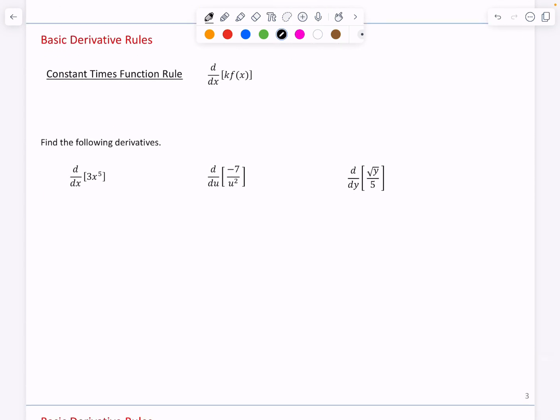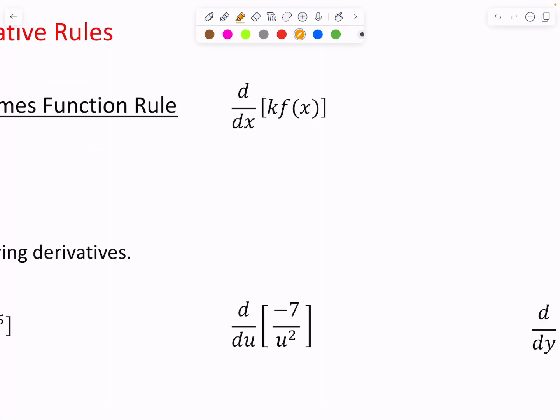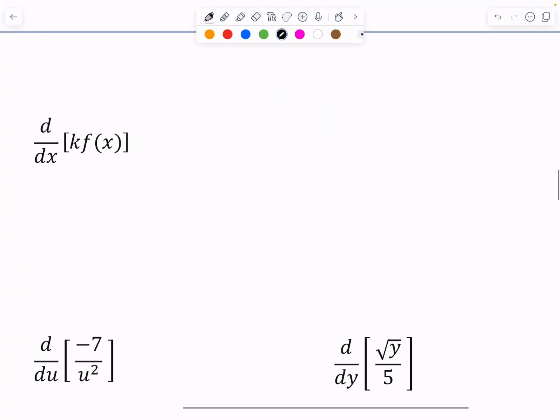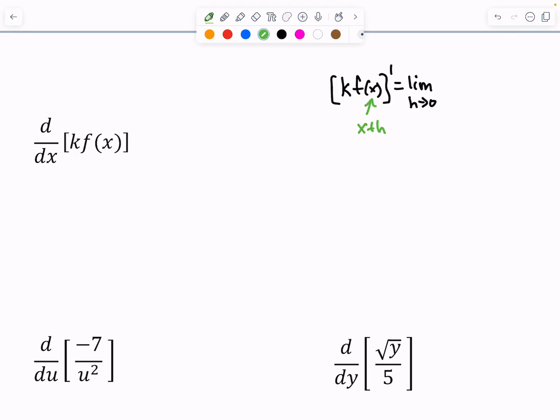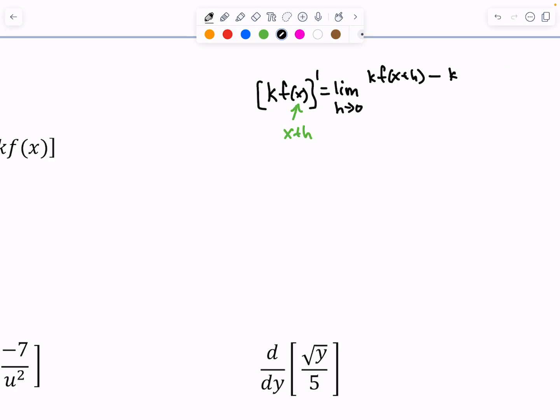Here we have the constant times function rule. So differentiating with respect to x, we have some sort of unknown function here, but then a constant k multiplying it. Let's use the limit definition to get started. So if you have a constant times a function, and you're differentiating, you're going to get a limit as h goes to 0. The first part of our formula is replace all the x's with x plus h. So we'd have a constant times f of x plus h, and then minus the original function, which is just constant times f of x, all over h.